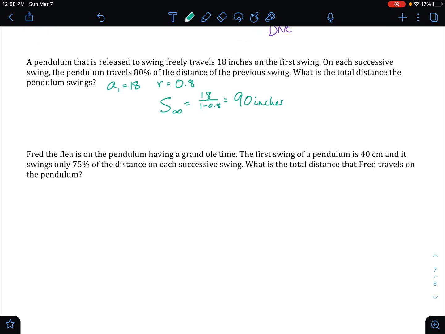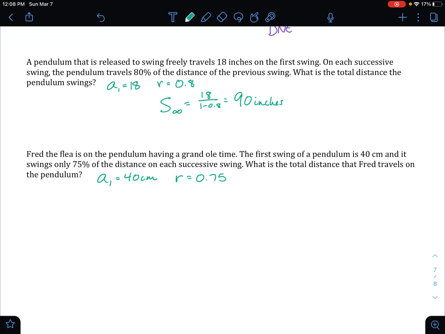To finish, we have Fred the Flea on the pendulum having a grand old time. His first swing of the pendulum is 40 centimeters, and it only swings 75% of the distance on each successive swing. What is the total distance that Fred the Flea is traveling on the pendulum? Very similar. Once again, the first swing is 40 centimeters, and each successive swing is 75% of that, so 0.75.